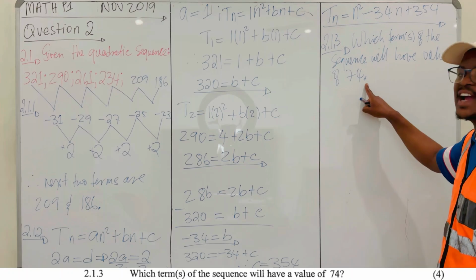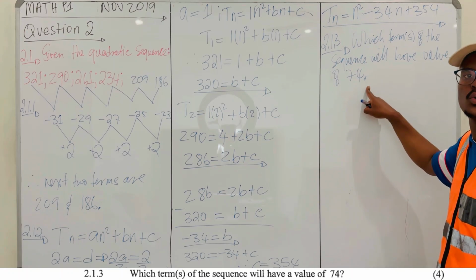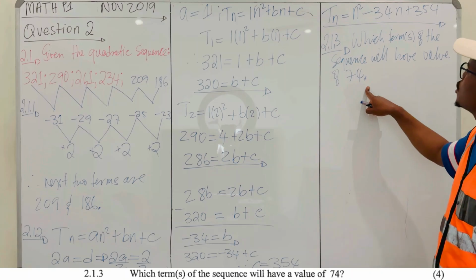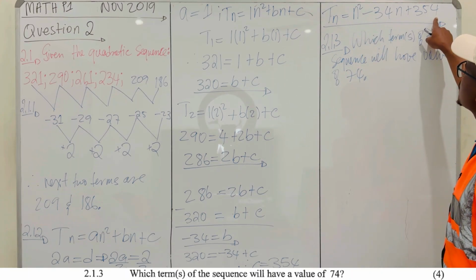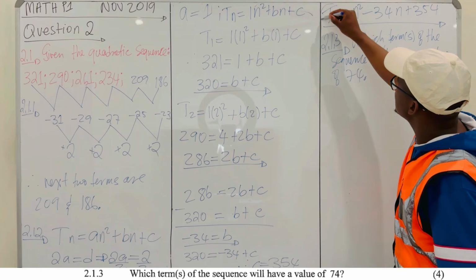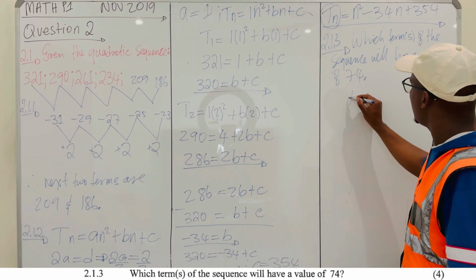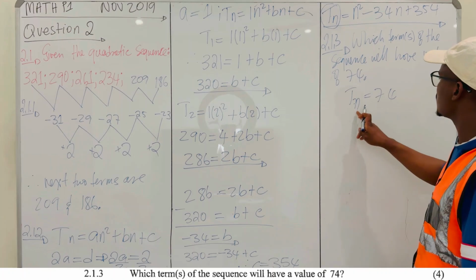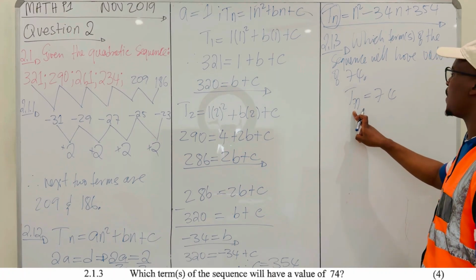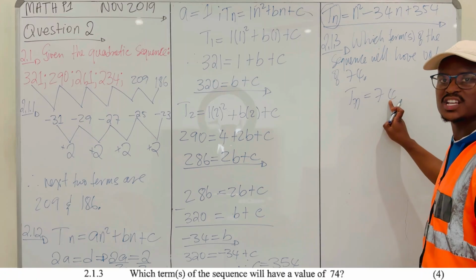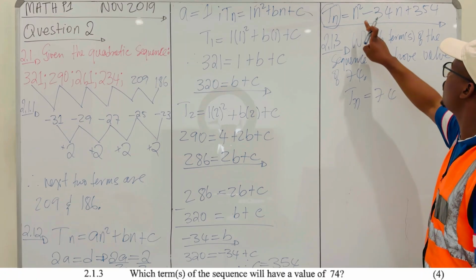So they want us to locate 74 in the sequence. Where is it sitting? We're looking for its position. On the nth term, the position is n. We're looking for n. We know the term Tn is equal to 74. We know that 74 lies in the sequence, but we don't know its position, so we're looking for n.